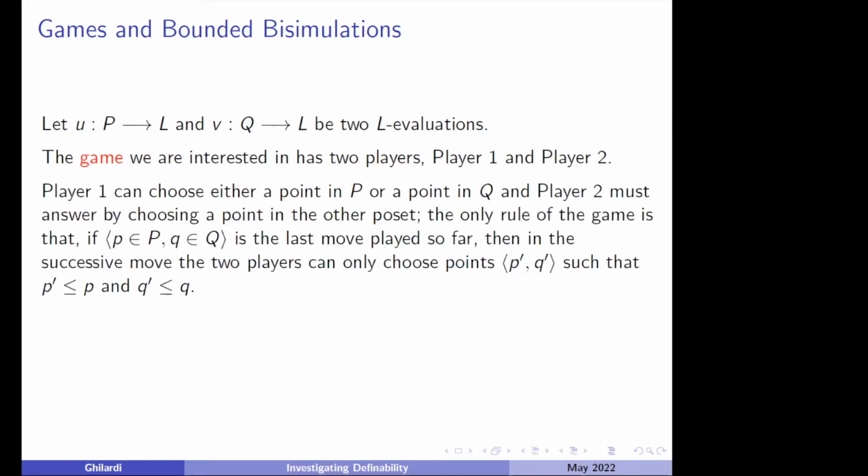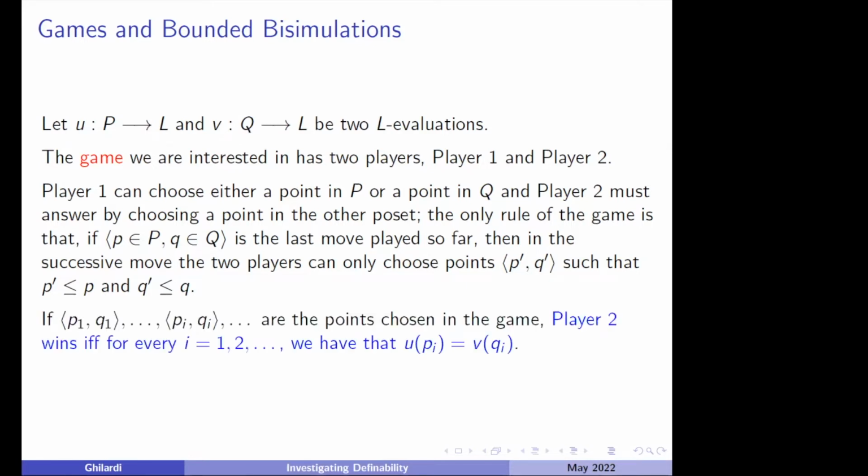Player one chooses a point in one of the two posets. Player two answers by choosing a point in the other, and they go on this way. But the rule is that if the last position is this one, then in the next move we can only choose points which are below. And so we have a game. The game can be finite or infinite, depending on what we have. And player two wins if they succeed in keeping the evaluation of the points in agreement pairwise.